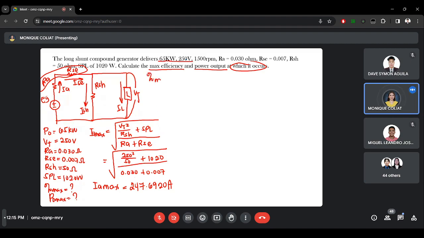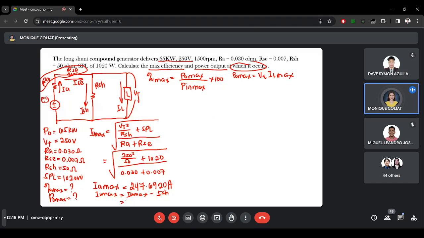Maximum efficiency is equal to PO max over PN max. To get PO max, at this point, that is VT times IL max. So that means we need to get IL max. IL max is IA max minus ISH, right? So that means 247.6920 minus ISH.